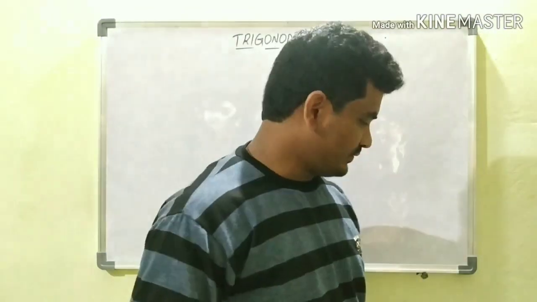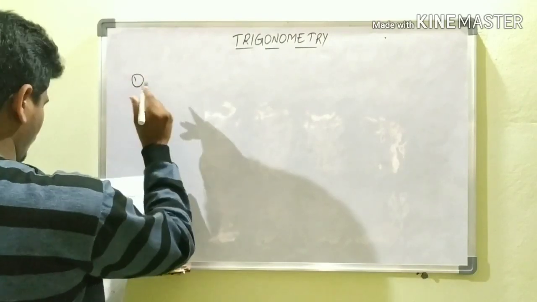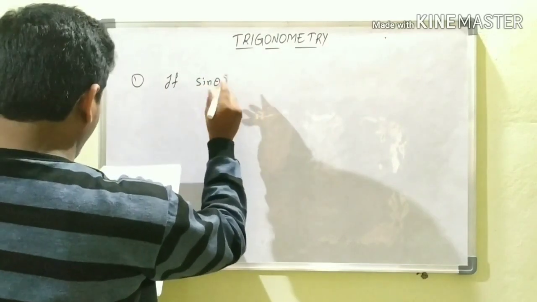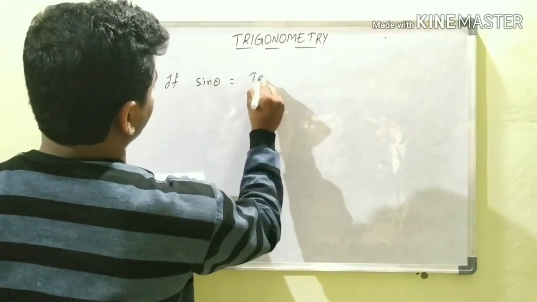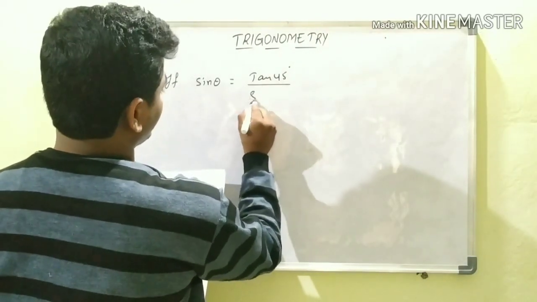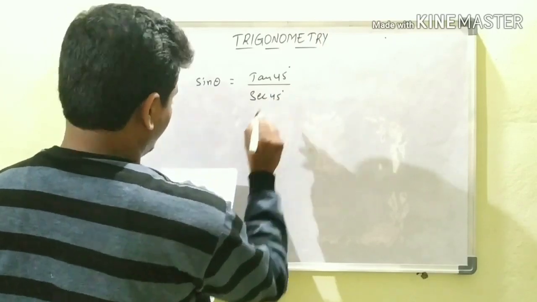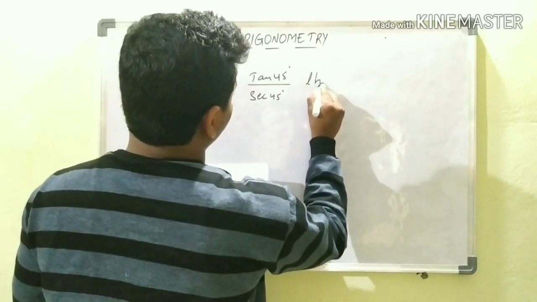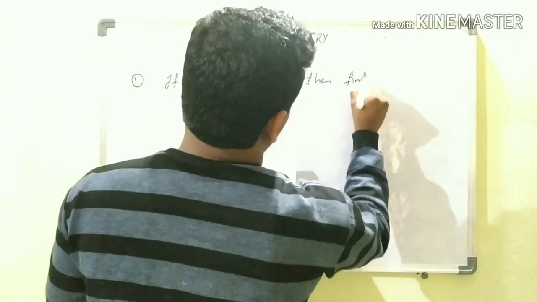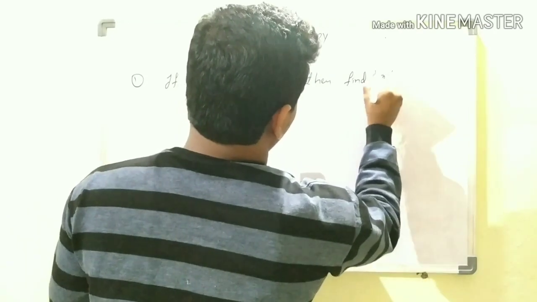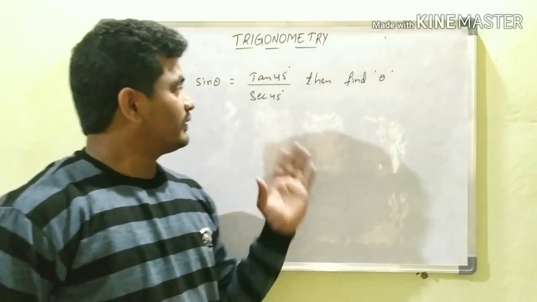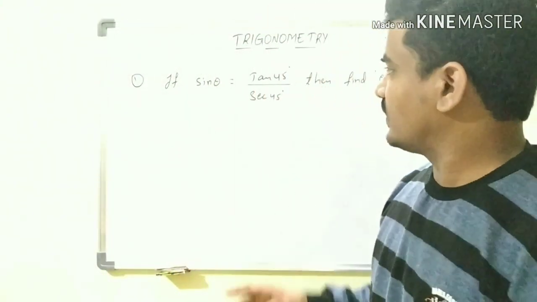Okay, let's start the first question. Sin theta equals tan 45 degrees by sec 45 degrees. Then find theta. This question we can solve in 2 ways. So let's start the first way.